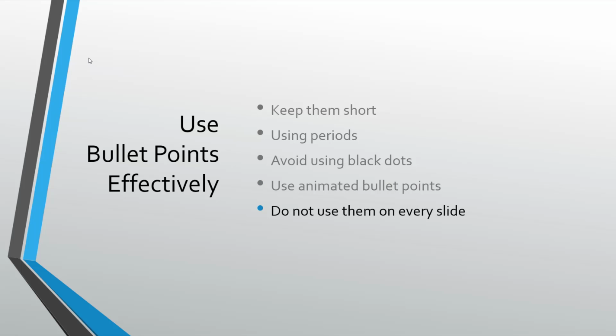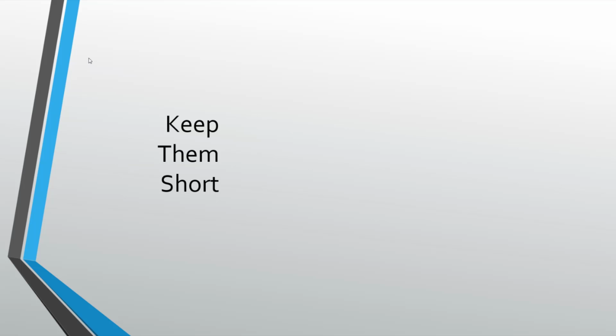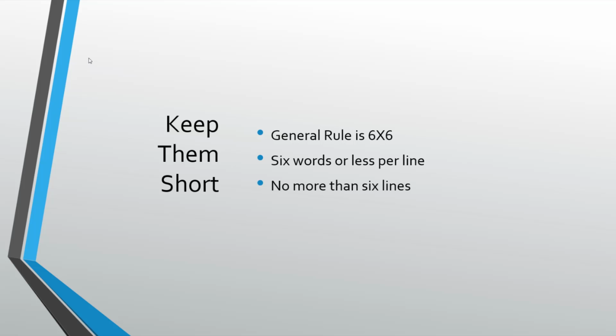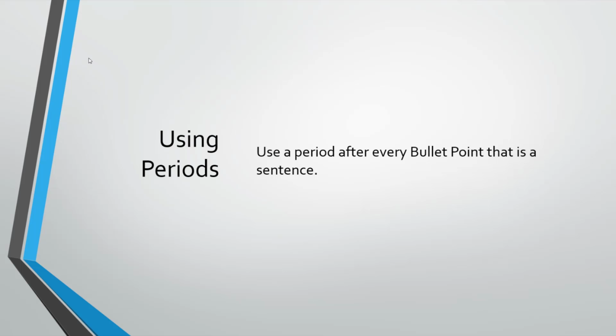How many lines of bullet points should I use? Also, how many words per line? The general rule is 6 by 6. 6 words or less per line, and no more than 6 lines. The objective is to have your audience listen to your presentation, with the bullet points acting as guides to the main points.